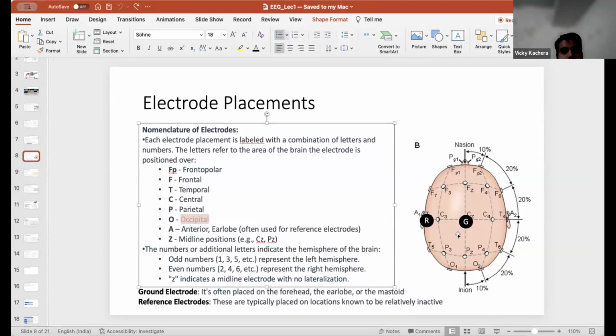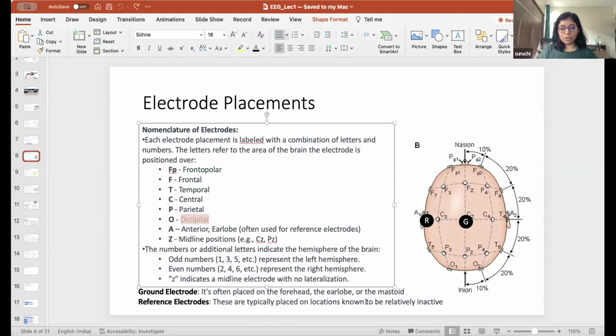Then you have these midline positions. They will have Z marked there: CZ, PZ. This is the center line. You just need to know that. And then there is the concept of odd numbers: odd numbers are in the left hemisphere, even numbers are in the right hemisphere. Z means center. So these things you need to know. The ground electrode can be on the forehead, earlobe, or the mastoid, which is here.